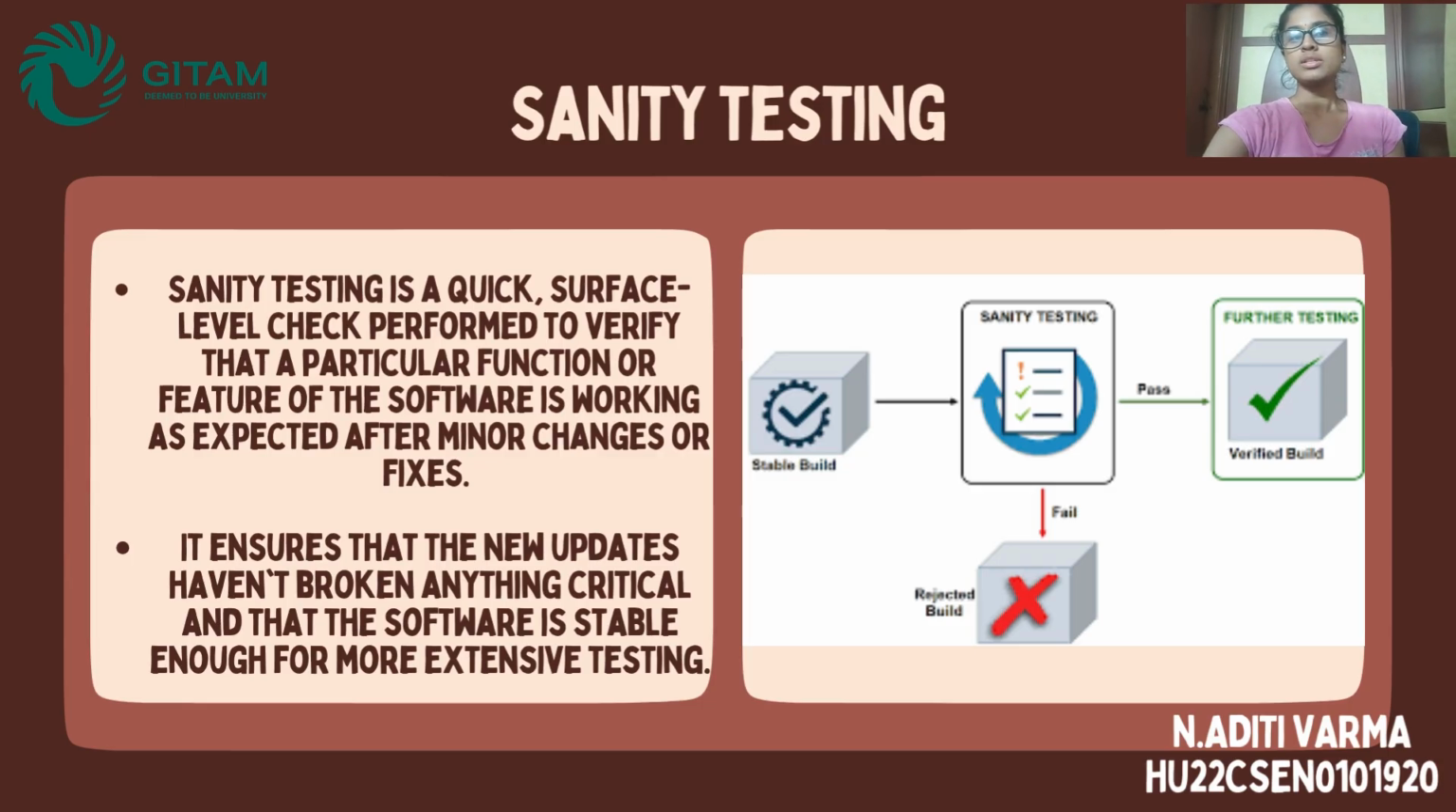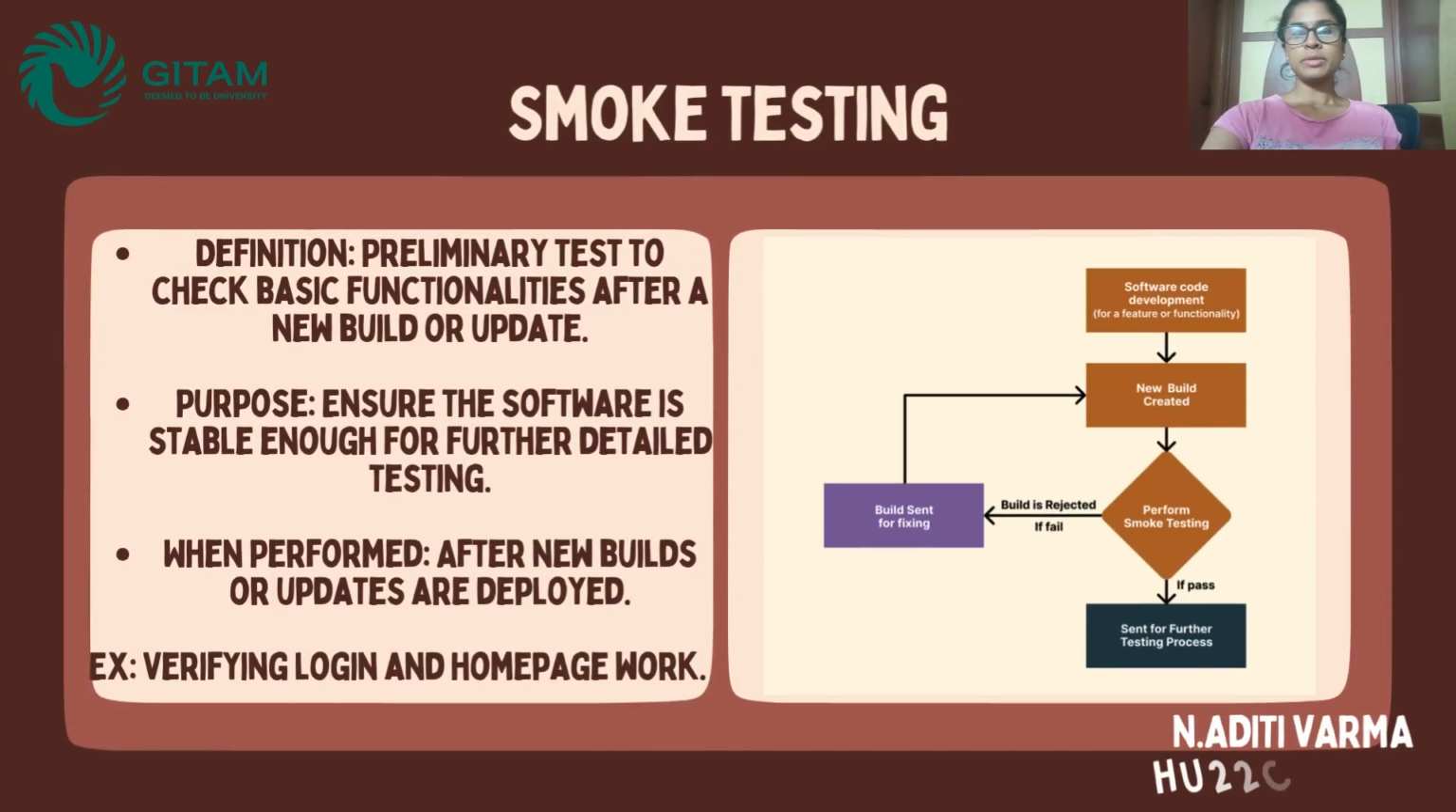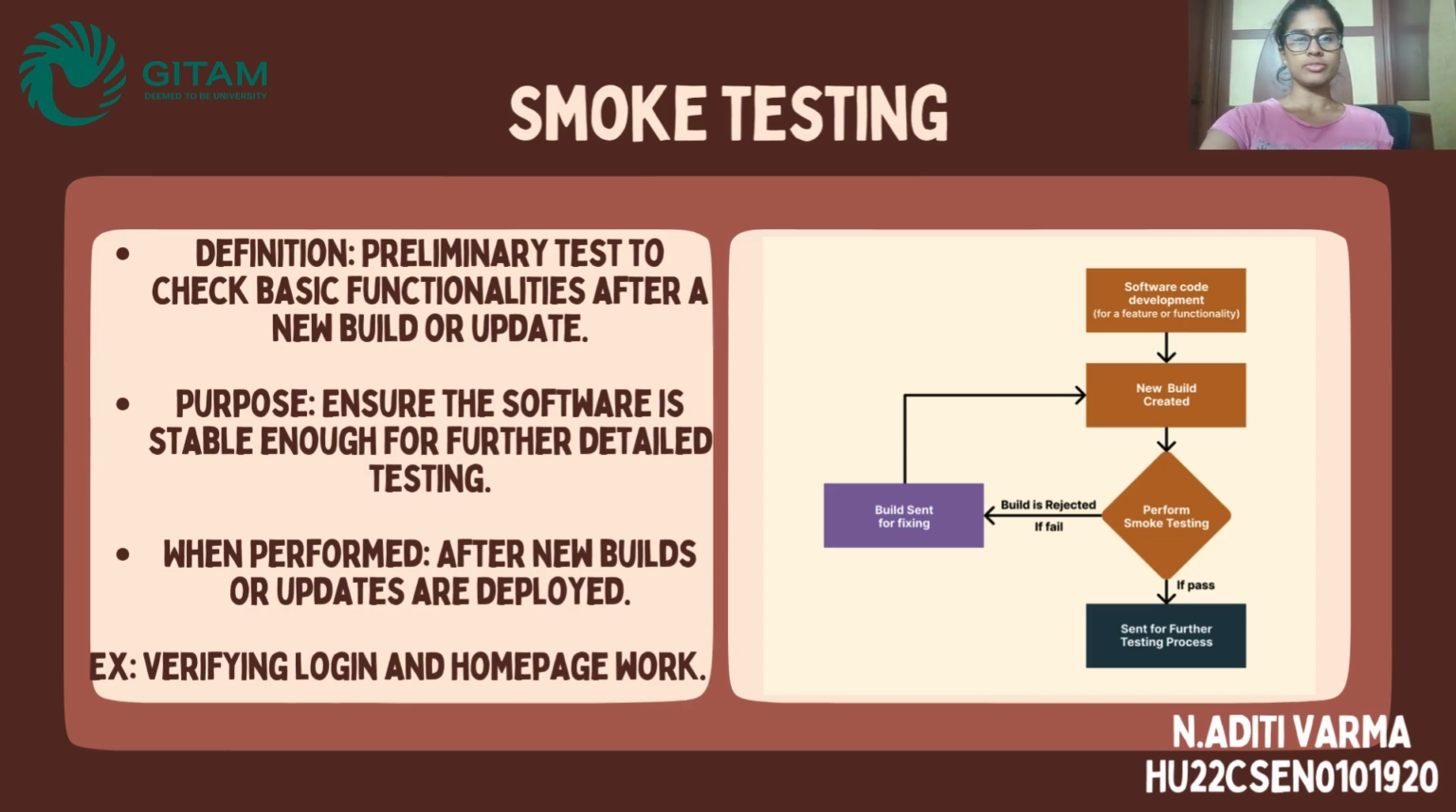Its process: a stable build undergoes sanity testing. Smoke testing is a preliminary test that checks basic functionalities of the software after a new build or update. Its purpose is to ensure that the software is stable enough for further detailed testing.